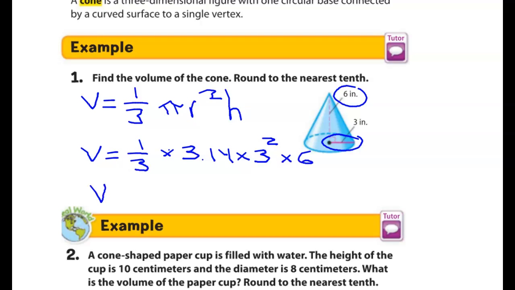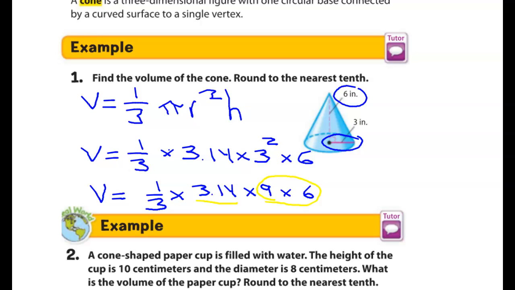So we will say volume is equal to 1/3, and remember what I'm going to do with the 1/3 is I'm just going to divide the rest of this by 3 at the end, so I'll do 3.14. We've got 3 squared, which is 9, times 6. Now I know that 9 times 6 is 54, so if I want to do a little bit of work in my head and make this a little bit quicker, that's what I could do.